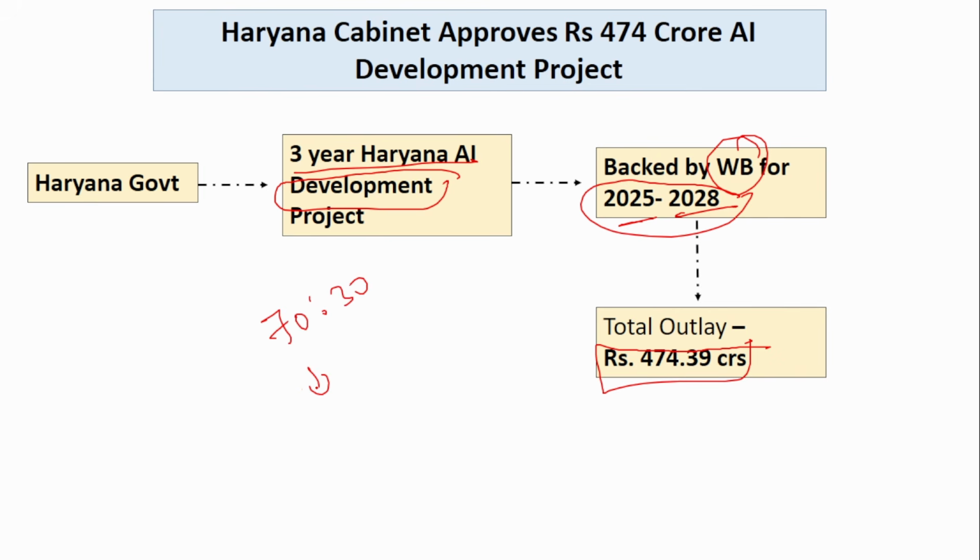That is, 70% of the project cost will be taken care of by the World Bank and the remaining 30% by the Haryana government. This is the funding pattern. Remember the amount, 474 crores. Remember, it is backed by the World Bank, and the duration of the project is 2025 to 2028. This is an AI development project by the Haryana government. So each and every point here is very, very important.